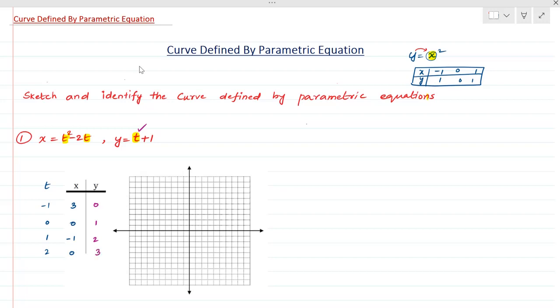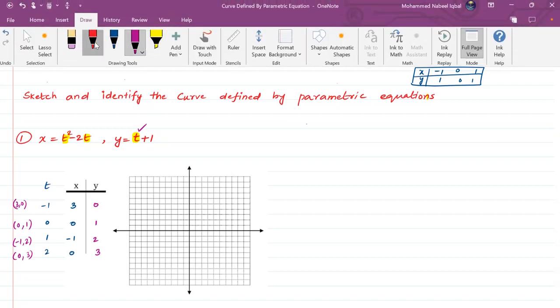So these are the points you will have. What are the points you will get here? The points are 3, 0. Then we will have 0, 1. And then we have -1, 2, then 0, 3. So we will draw the graph of this function here. Each square implies one unit.